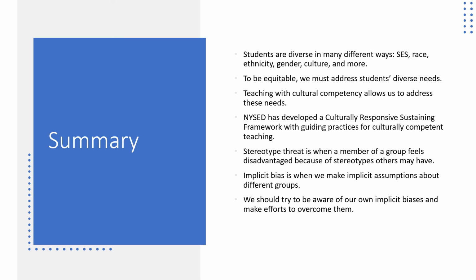Stereotype threat is when a member of a group feels disadvantaged because of stereotypes others may have. Implicit bias is when we make implicit assumptions about different groups. Finally, we should try to be aware of our own implicit biases and make efforts to overcome them.